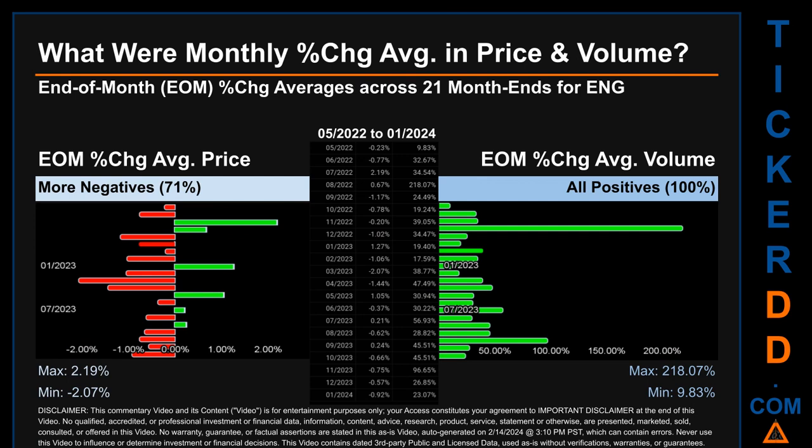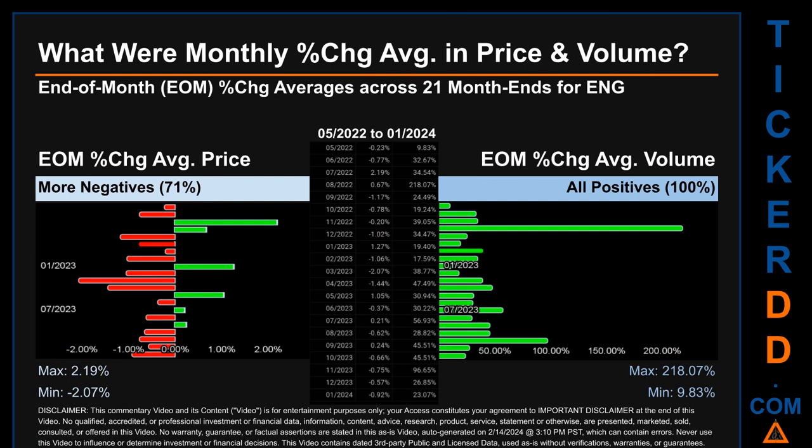From 05/2022 to 01/2024, out of 21 month ends, 15 had a negative percentage change in average price. Meaning 71% of month ends saw a negative percentage change in average price. In terms of volume, 21 out of 21 month ends had a positive percentage change. That is 100% of month ends saw a positive percentage change in average volume.